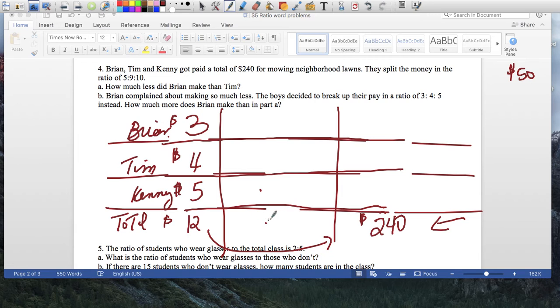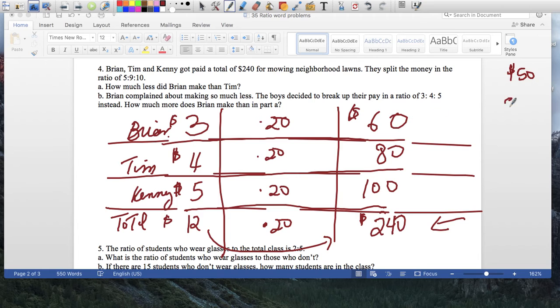Well, find your relationship. So your multiplier is times 20, times 20, times 20, times 20. 3 times 20 is 60. 4 times 20 is 80. And 5 times 20 is 100. So is Brian making a little bit more money? How much more money? Brian's making $60 now. How much more is he making? He's making $10 more. Okay.